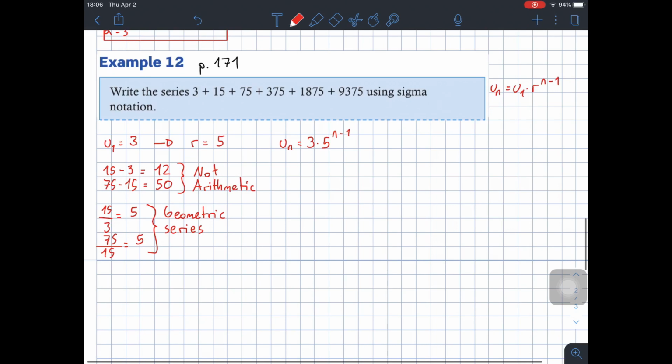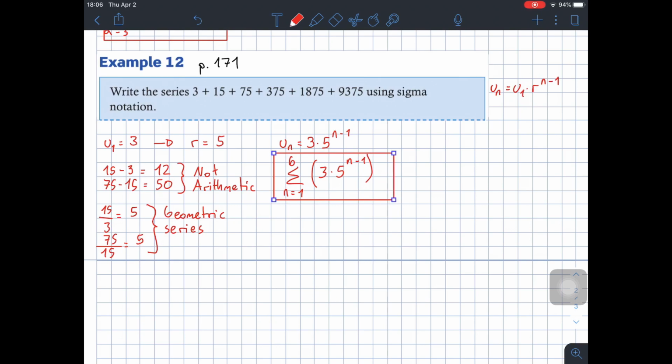So we want to find the sum of these terms, which are U1, U2, U3, 4, 5, 6, the sum of the first 6 terms of this sequence. So we're going to use sigma notation and write sigma notation from n equals 1 to n equals 6, right? Of this equation, which is 3 times 5 to the power of n minus 1. And this is how we express this using sigma notation.